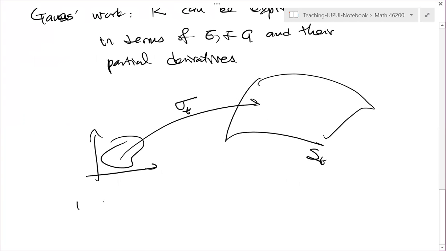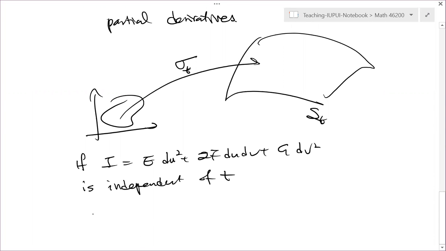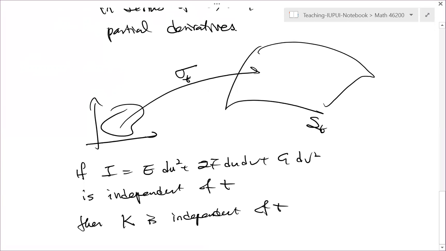But if the first fundamental form, E du square, 2F du dv, and G dv square, is independent of t, then what happens? Then the Gaussian curvature is independent of t. Now, if K could not be expressed in terms of E, F, G and the partial derivatives, then you may imagine the Gauss curvature changes when the surface changes.